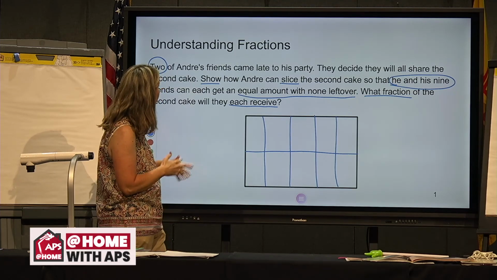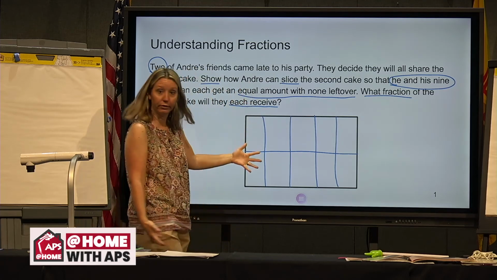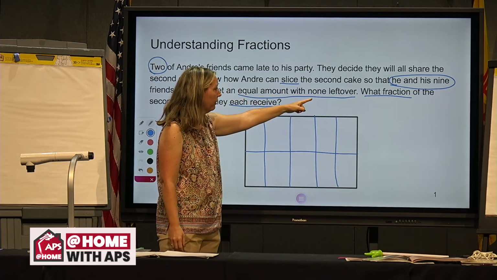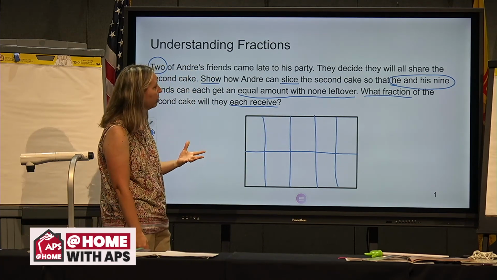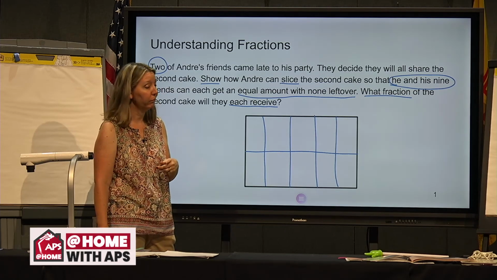And then it says, show how you can slice the cake. We've sliced the cake. I've done that. So it's equal amounts with none left over. Have I done that? Mm-hmm. And then it asks me, what fraction of the second cake will they each receive? Have I done that? No.